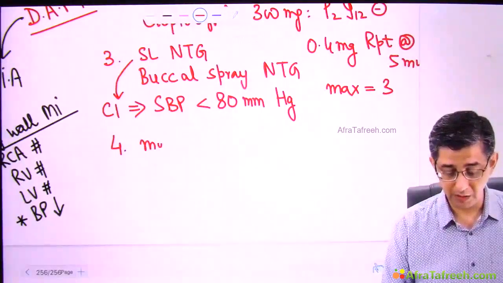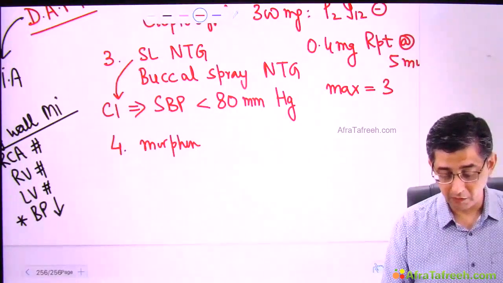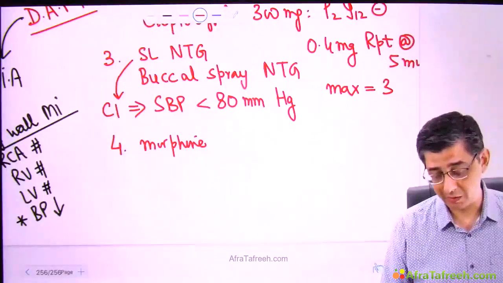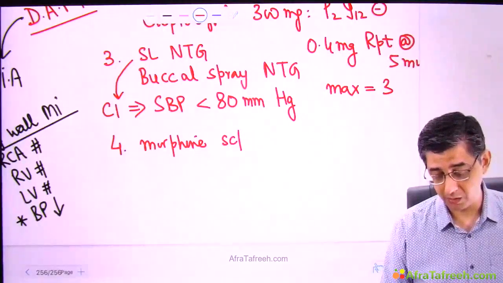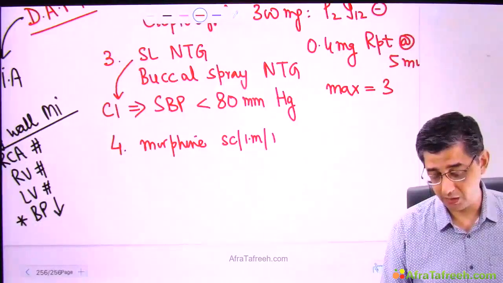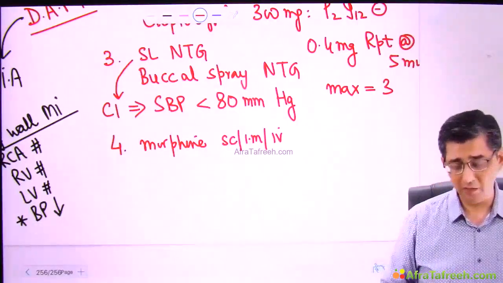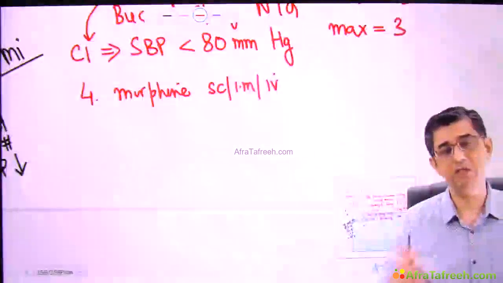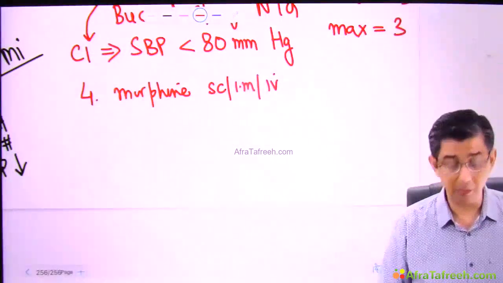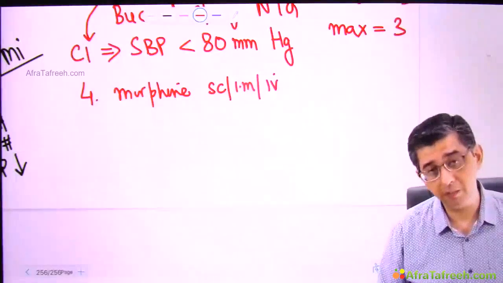And then obviously I can give morphine. Now the advantage of morphine administration is that you can give it subcutaneous, intramuscular, or intravenous as well. And well, availability of morphine is obviously a dilemma, and there might be a possibility that morphine may not be available.